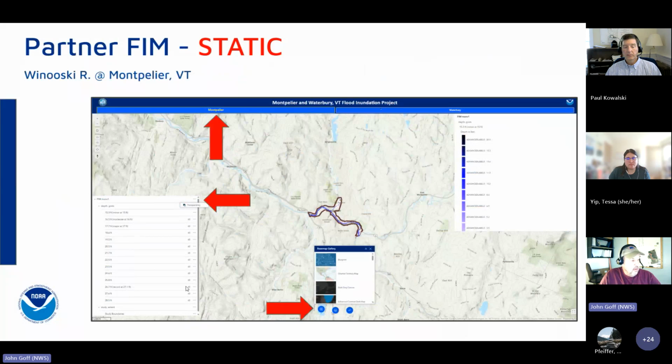Now the way the partner FIM was mapped, pulling off the digital elevation model, it's not mapping, as you notice, to exact, nice, clean, easy foot increments. It's not all like 22 feet, 23 feet. You see like a 21.7 feet and an 18.6 feet. So for ease and understandability, we put in parentheses what minor, moderate, and major flood stage are in Montpelier right up here, 17, 16, 15.